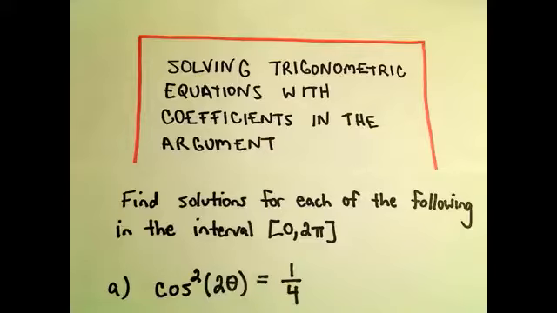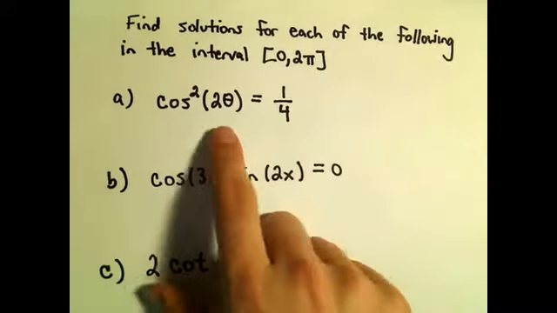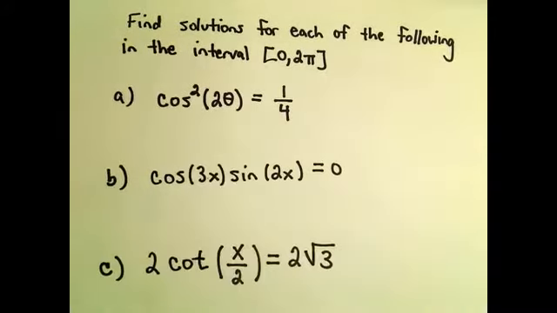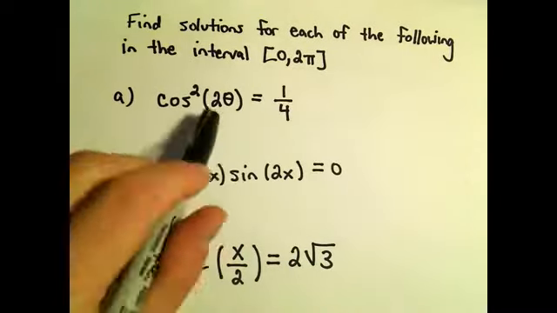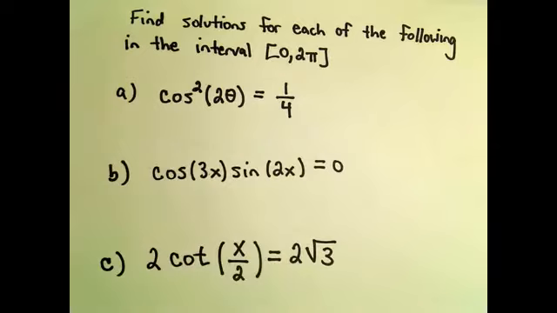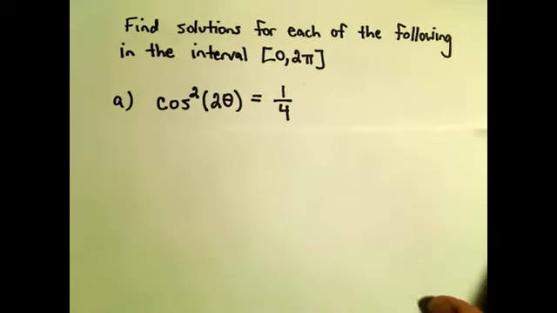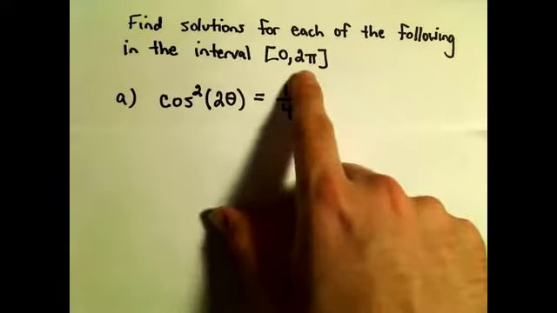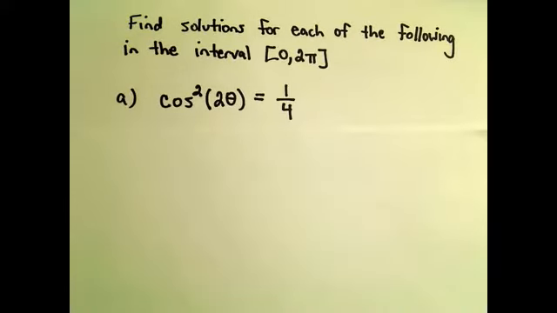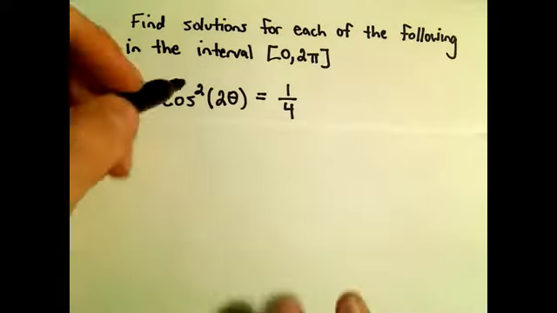Alright, in this video we're going to do an example of solving a trig equation with a coefficient in the argument. And all that means is basically inside the parentheses, in front of the variable, notice we have different coefficients, not just a single theta or just a single x. And you have to be a little careful on these. We're going to find solutions that fall in the interval 0 to 2 pi. But we'll talk about that here in a second.